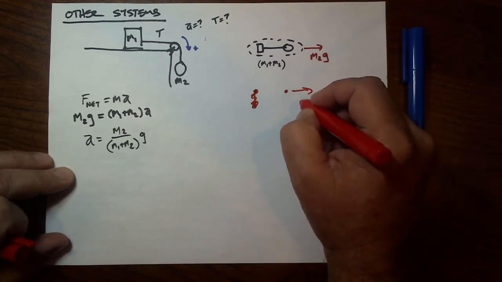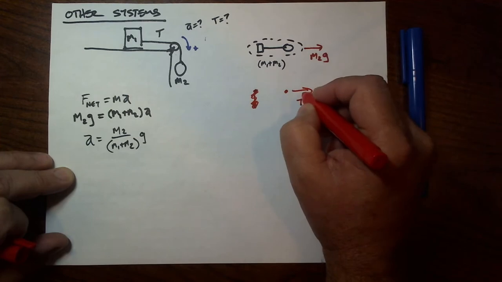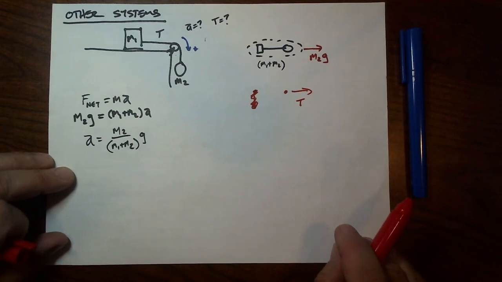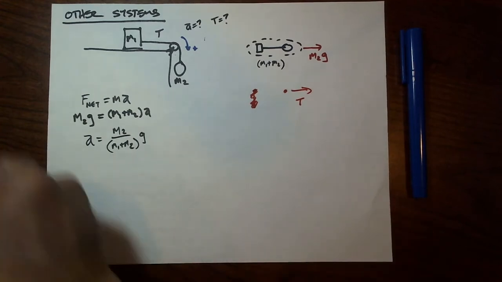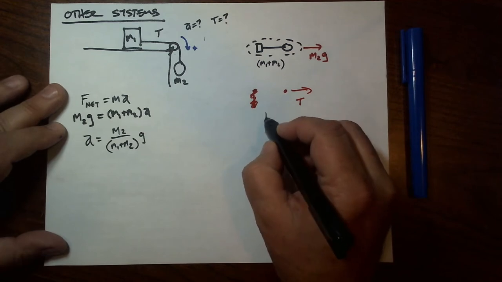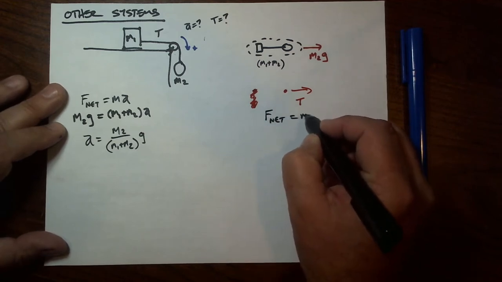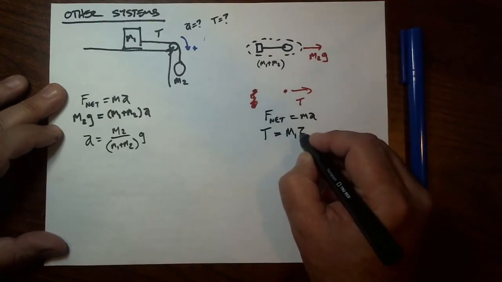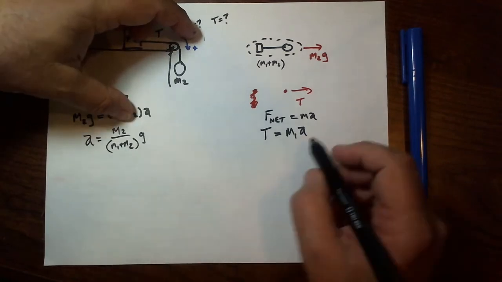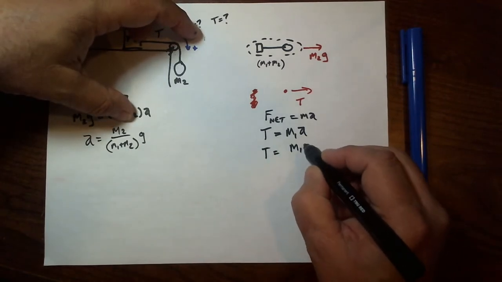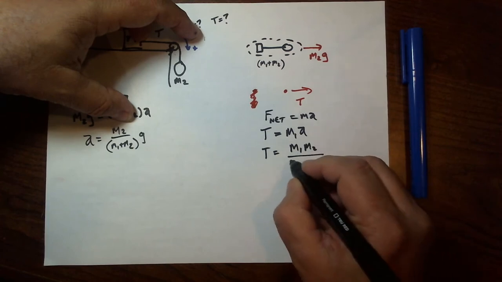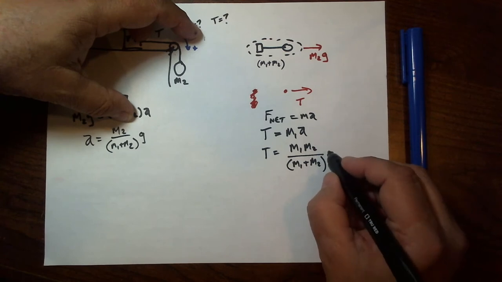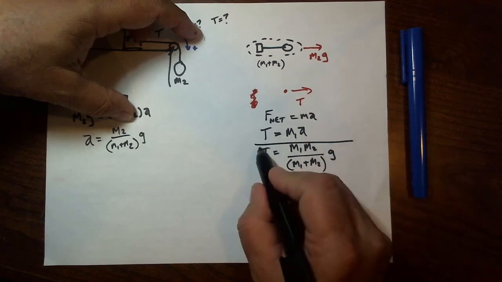There we go. So T is the only force on M1. I agree. Look, folks, there are some up and down forces, but they're canceling each other out. I'm ignoring them, all right? So then the F net equals M times A becomes T equals M1 times A. But A over here is this thing, so we'll substitute it in. So we're going to have M1 times M2 over M1 plus M2 times G. And that's the tension in the string.